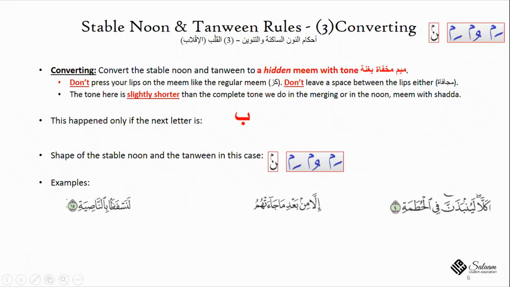Same thing here. See this? This is tanween, and it's written this way because there is ba after it. What you have to do, you have to convert the noon in the tanween into meme and do a ghunnah. And it should be shorter than the ghunnah in the noon with shadda.